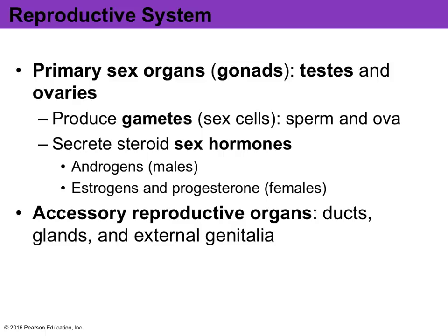Production of the gametes is the function of the gonads, the testes which produce the sperm, and the ovaries which produce the eggs, or the ova. The gonads are also going to be responsible for producing the sex hormones, androgens like testosterone in males and estrogen and progesterone in females. And then in addition to the gonads, the reproductive system also includes the accessory reproductive organs. These would be external genitalia associated with reproduction and the ducts and the glands.